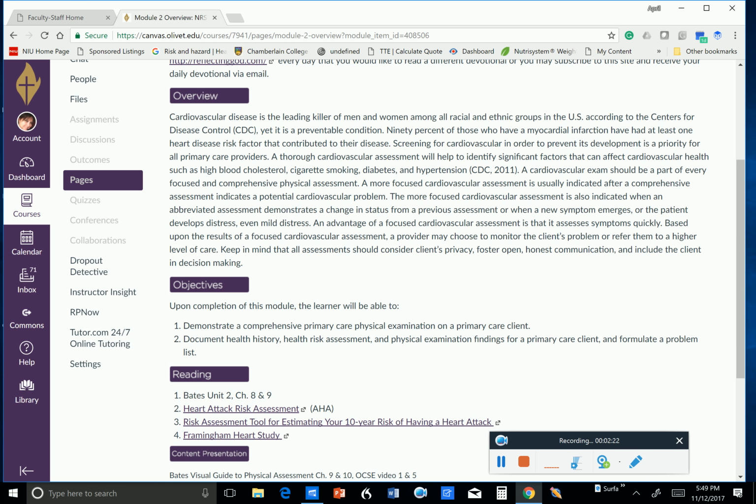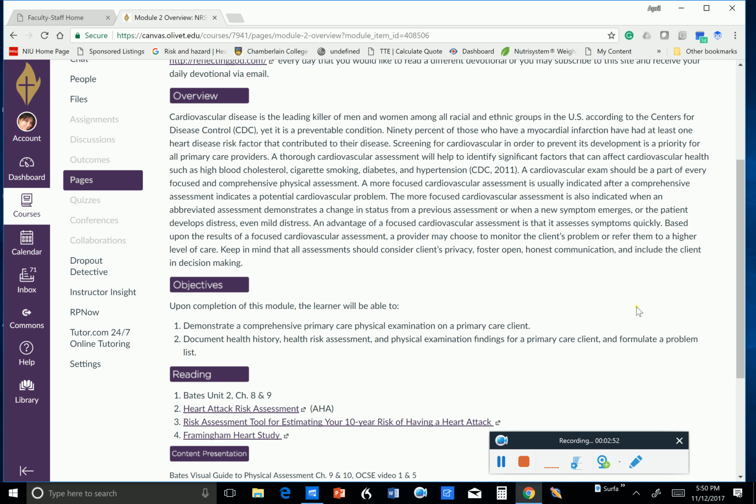So, a cardiovascular exam should be a part of every focused and comprehensive physical assessment. And this is something that I do on every single patient, barring someone who's coming in for something like pink eye. I don't really care so much about their cardiac status, but it's very important, and it's very important it's done properly. Okay, so let's go here.